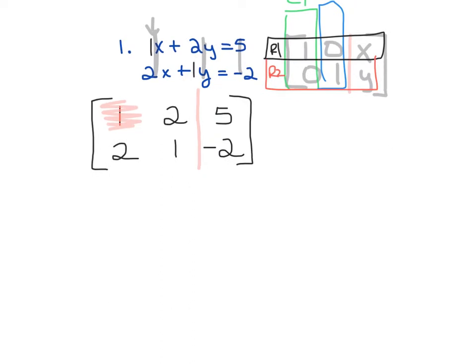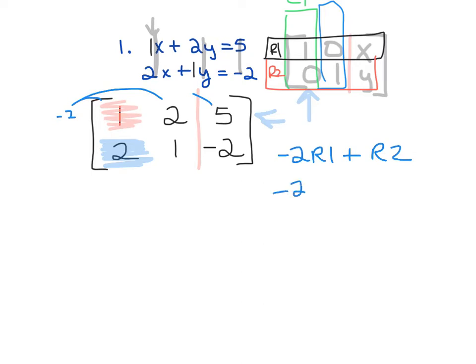Now I need to work on changing this 2 and making it become a 0. The way I'm going to do that is take the row that I just made become the 1, and multiply it by -2 and then add it to row 2. So I'm going to distribute a -2 to row 1. So I get -2, -4, -10. I'm now going to add that to row 2. So I'm going to write row 2 underneath it.